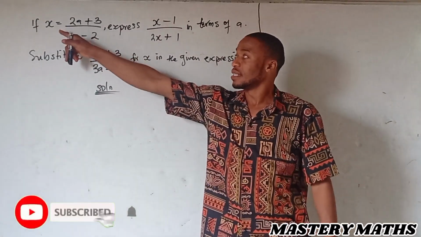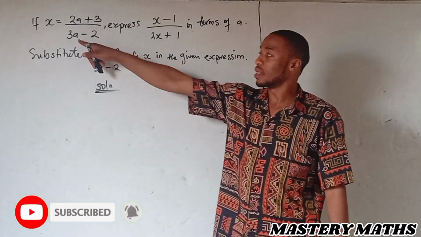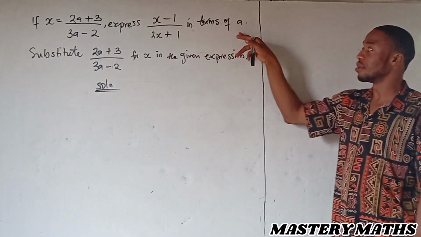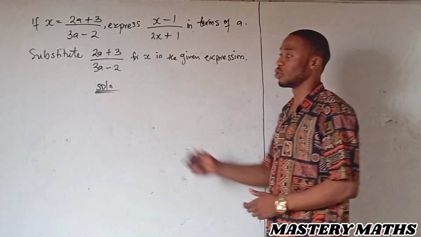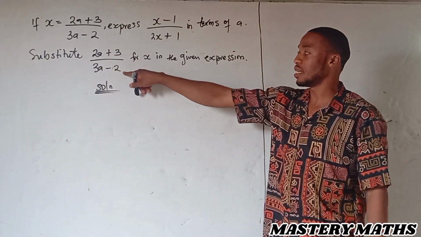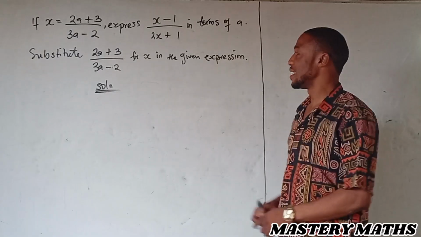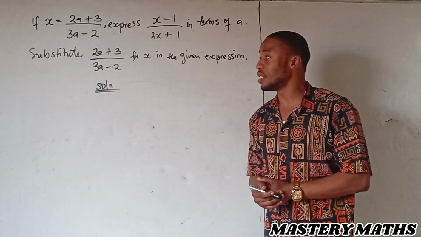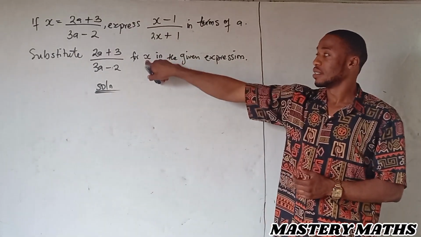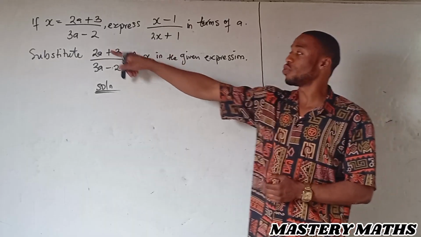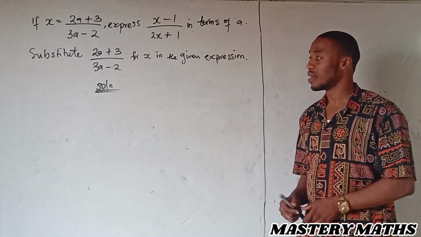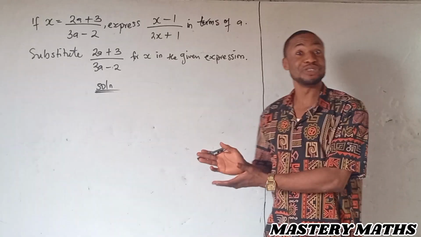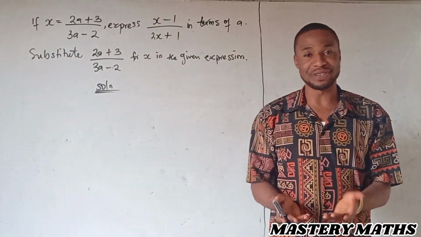If x is equal to (2a + 3) over (3a − 2), express this in terms of a. Then we will substitute (2a + 3) over (3a − 2) for x in the given expression. It simply says, anywhere you see your x, replace the x with (2a + 3) over (3a − 2). Very important: when you come across something like this, you don't need to start panicking or wasting time.